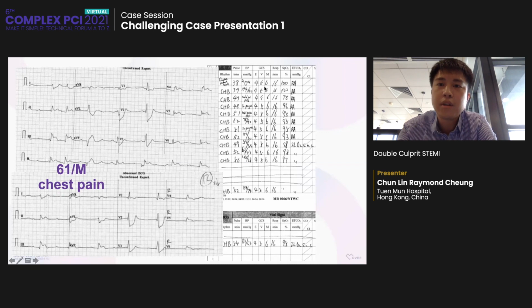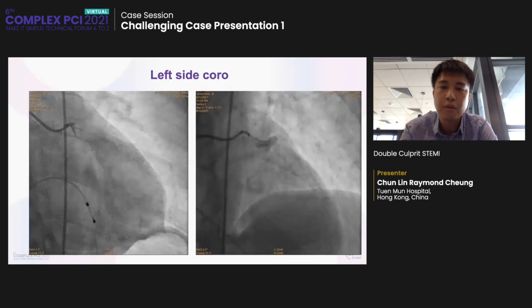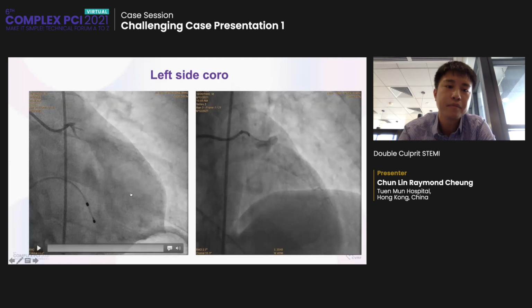Initially, the BP of the patient was stable around 140, but soon he developed a crash. BP dropped to around 50 to 60. Inotrope was immediately started. The heart rate was around 30 to 40, and CCU was urgently consulted, and he was directly sent to the cath lab for primary PCI.